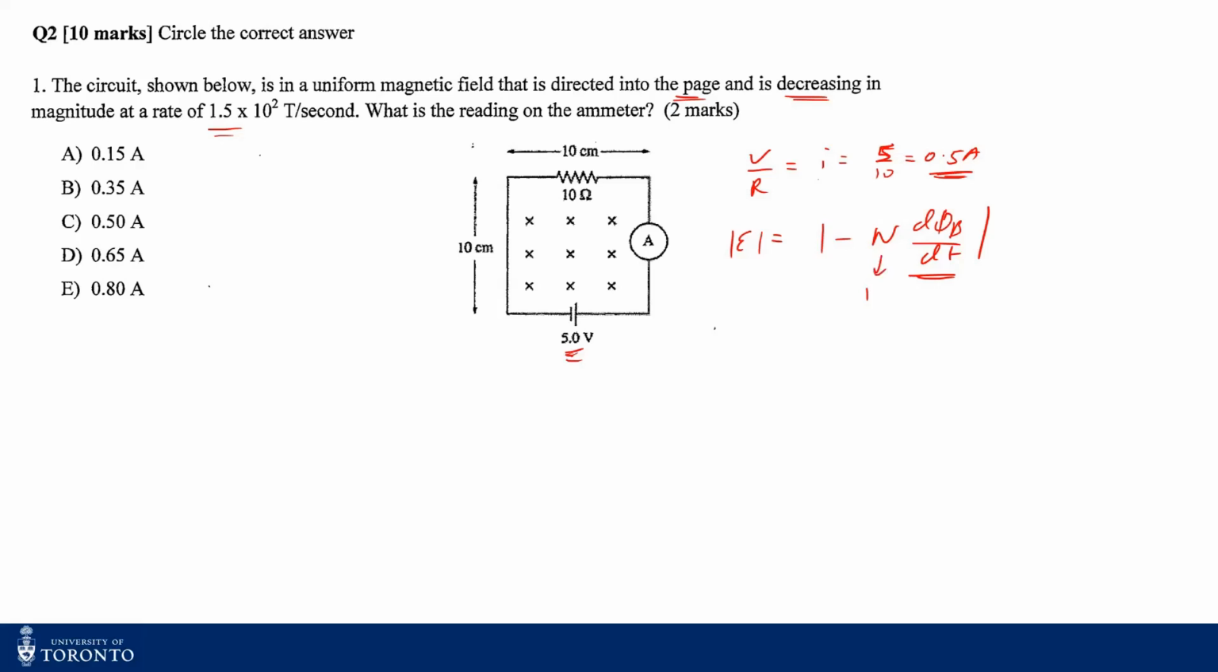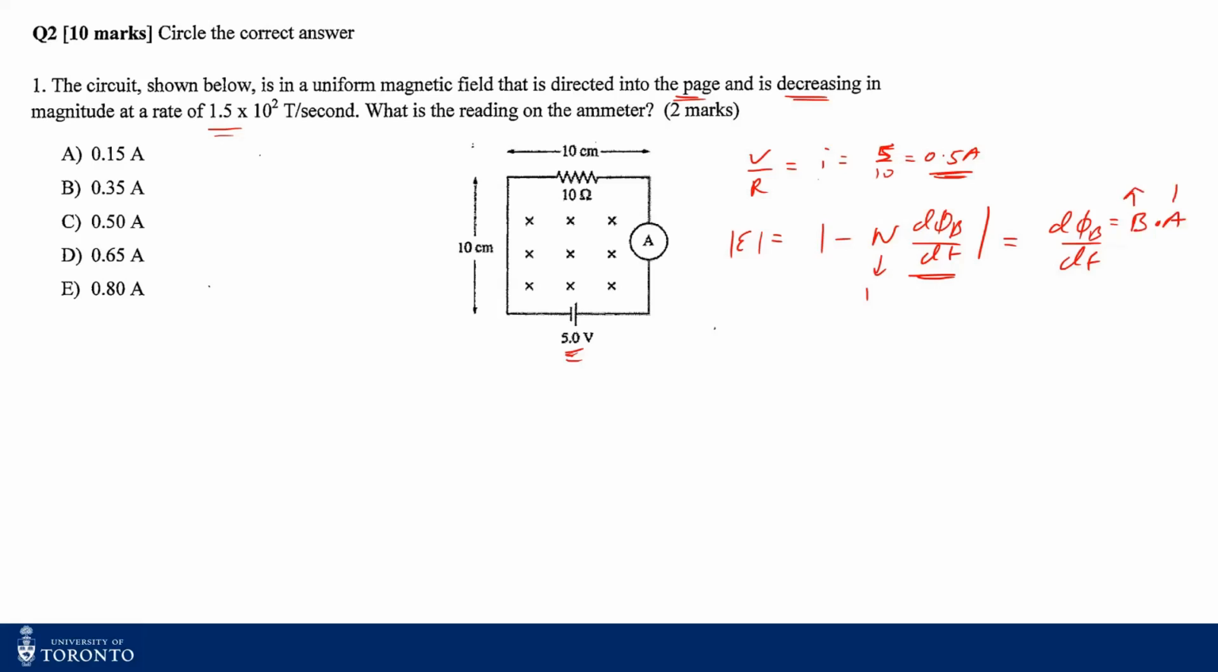Now, so we end up getting dΦ_B/dt, right? But what's our Φ_B? It's B times A, right? And what's our B? We know that this B, this changing rate of B, right?